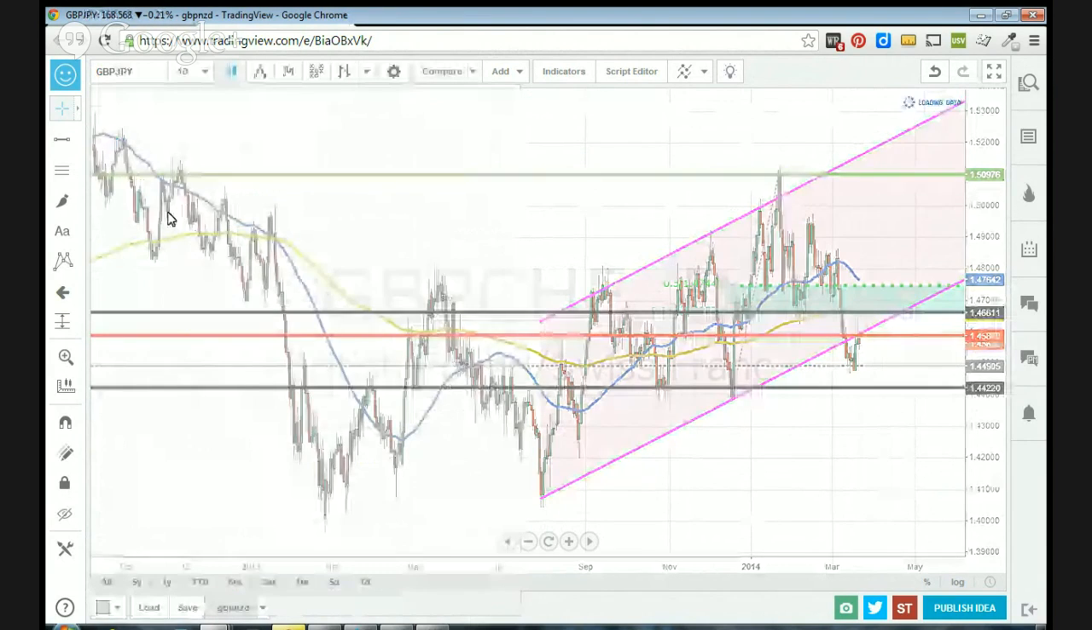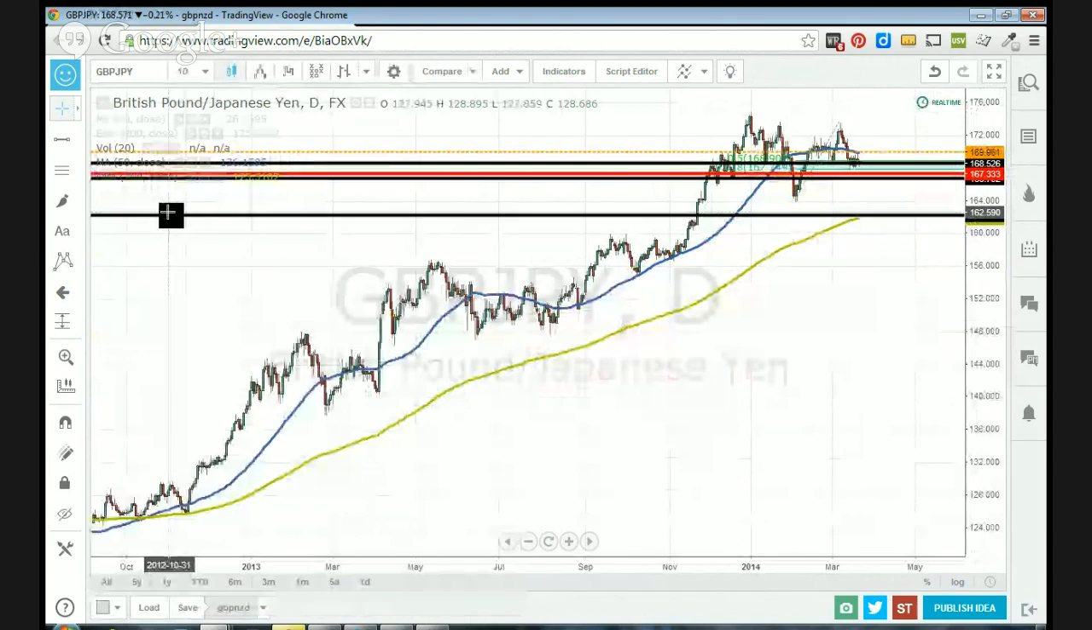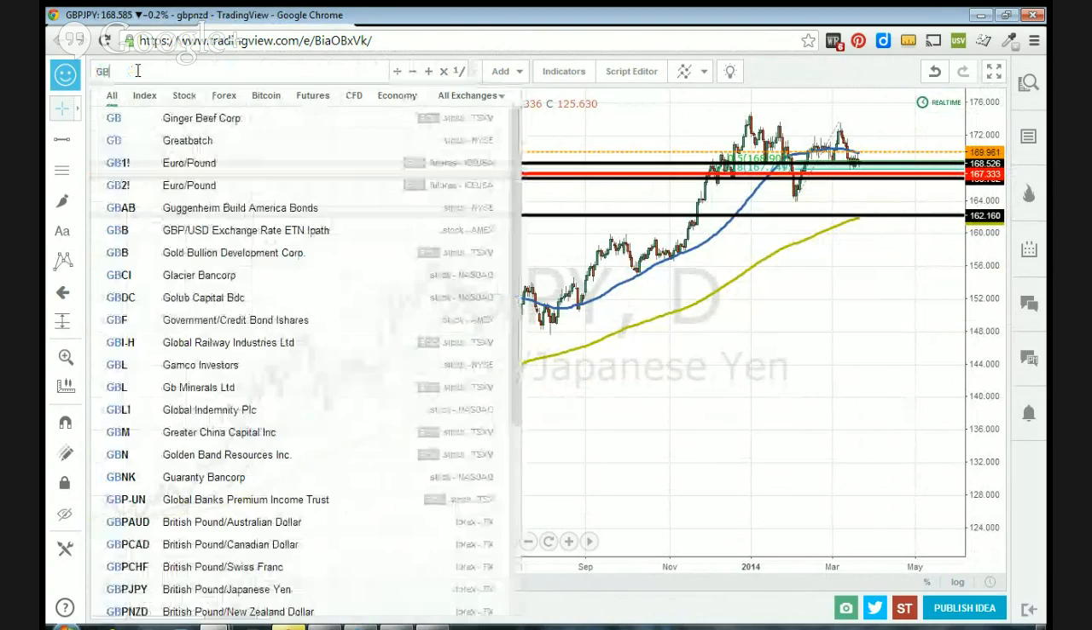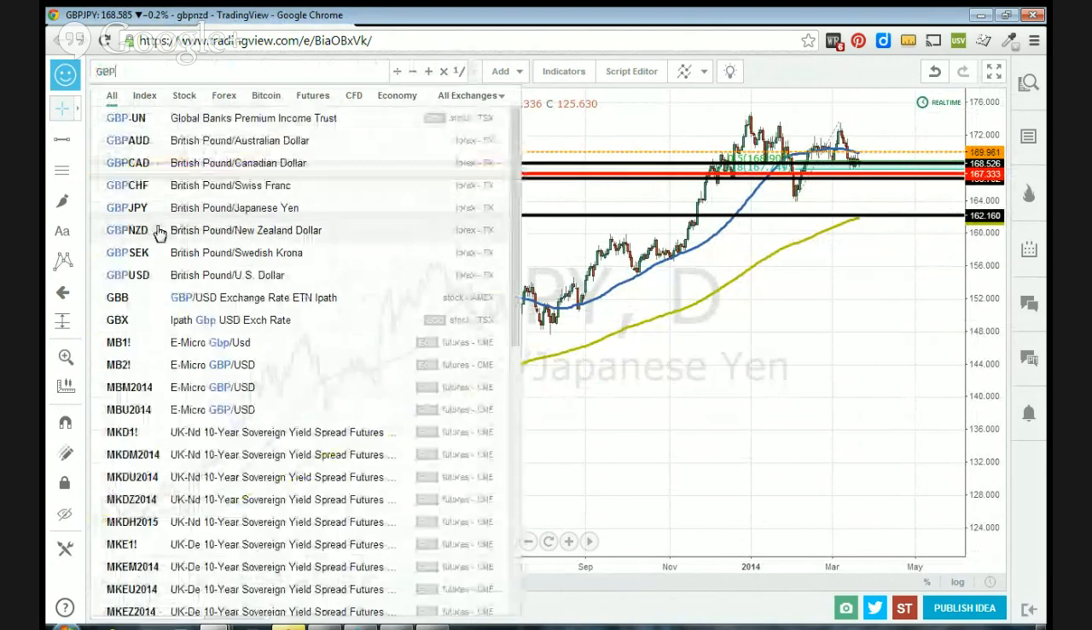Pound yen. Okay, pound yen. Oh, we're already in. Have a long pound yen position. It's slightly in the money, basically at break even. Pound kiwi.